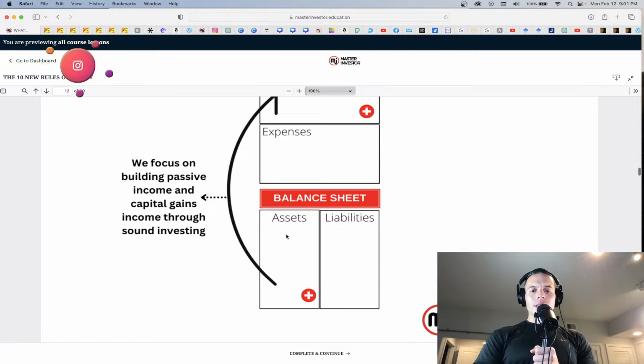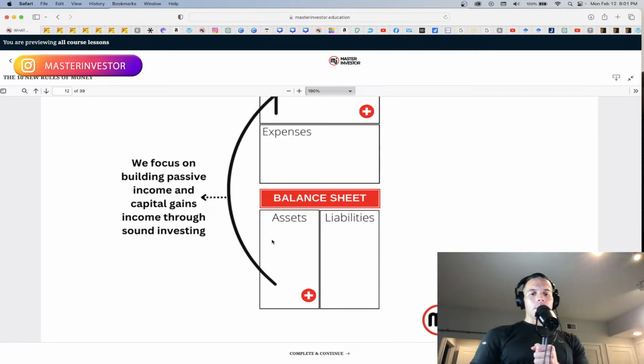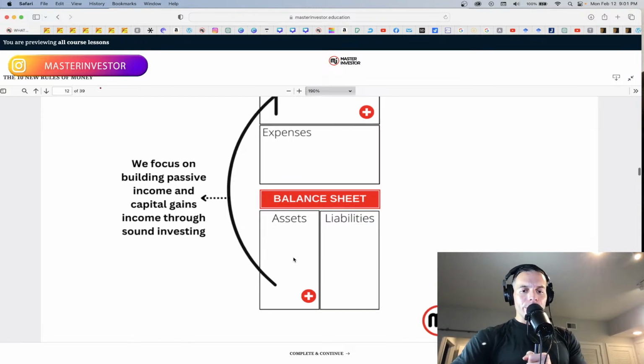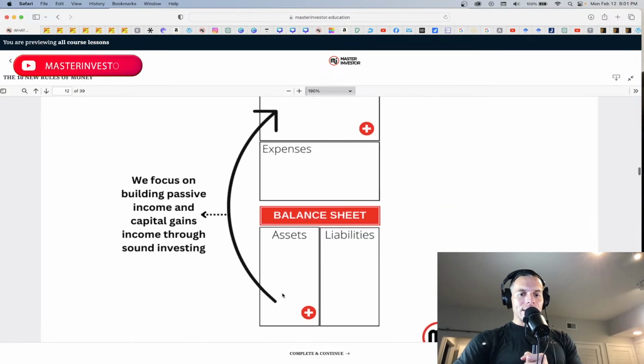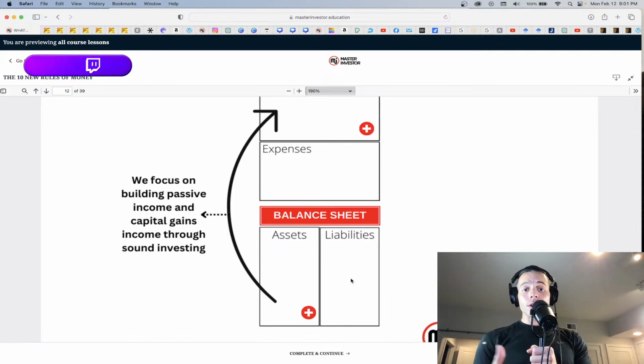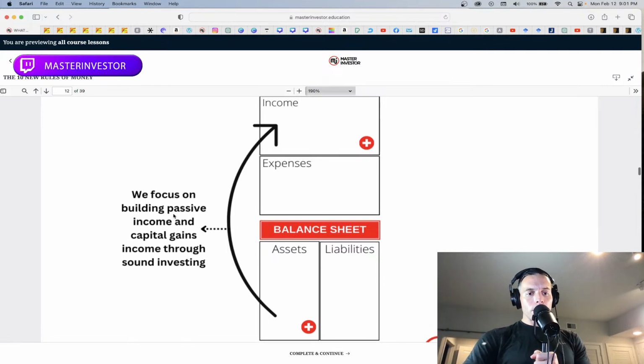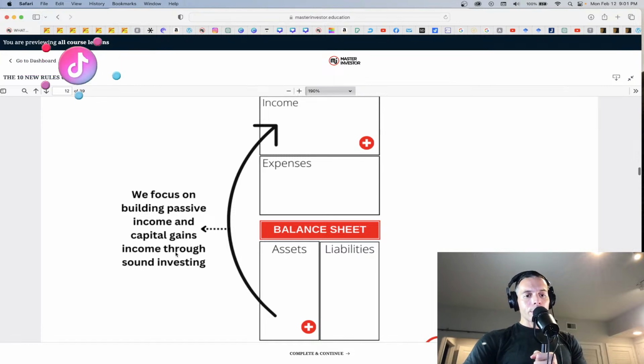Look at the balance sheet. It has the assets and the liabilities, right? And we focus on acquiring assets, right? It doesn't matter about the liability column. We can acquire as many liabilities as we want as long as we have assets. So we focus on building passive income and capital gains income through sound investing.